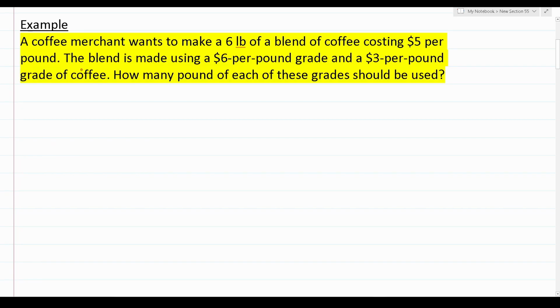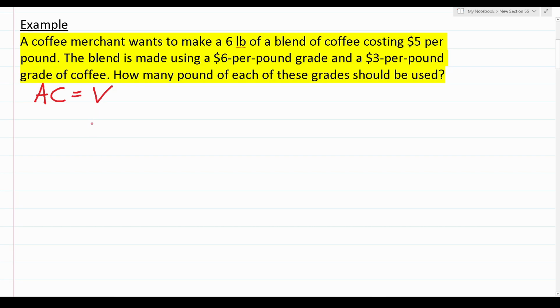So this first example says a coffee merchant wants to make a 6-pound blend of coffee costing $5 per pound. The blend is made using a $6 per pound grade and a $3 per pound grade of coffee. How many pounds of each of these grades should be used? All right, so again, if it's helpful, you may want to write this down. Amount times cost equals value.